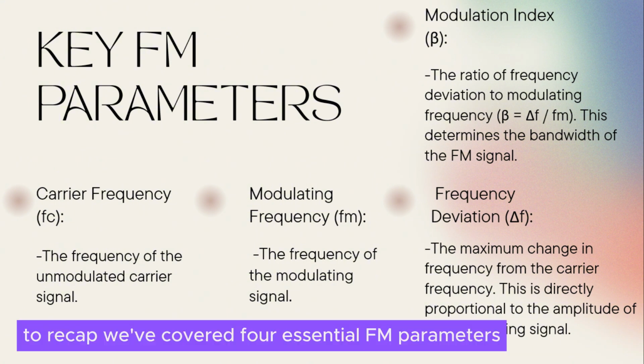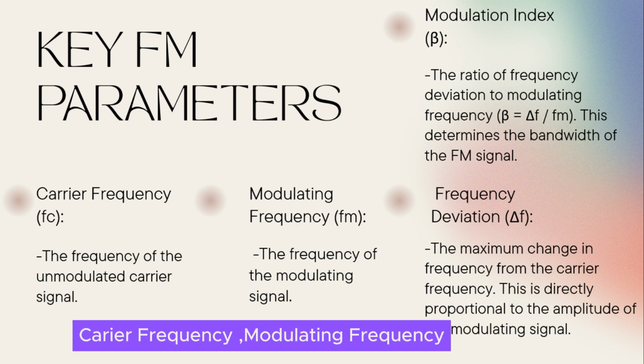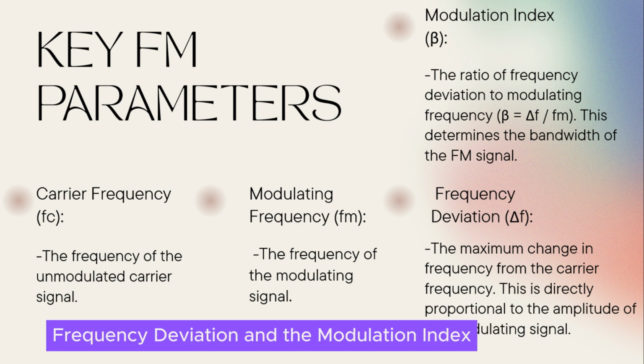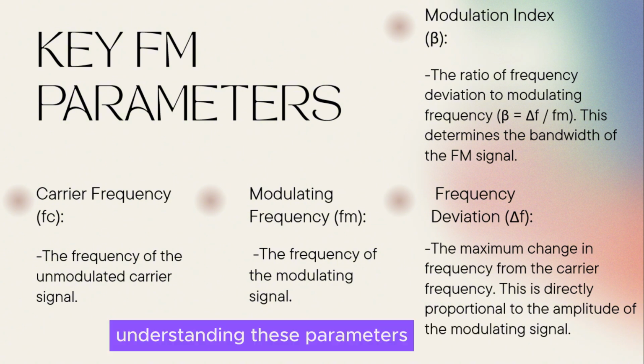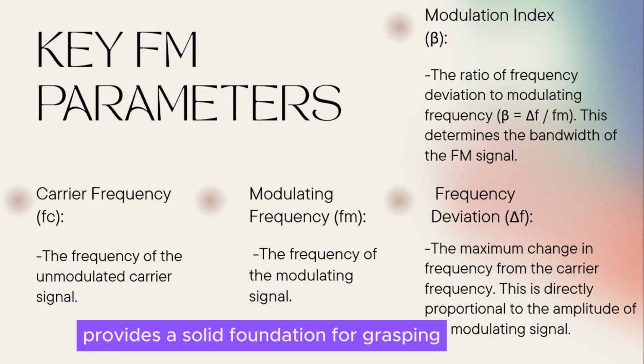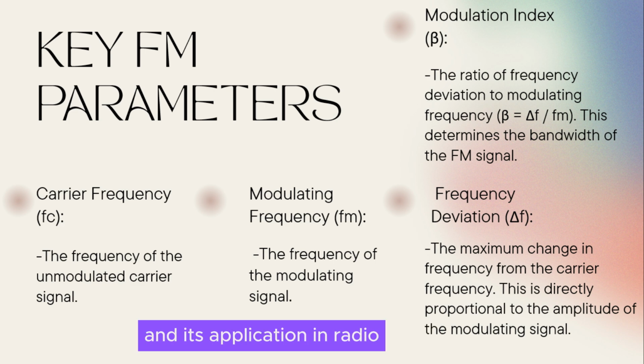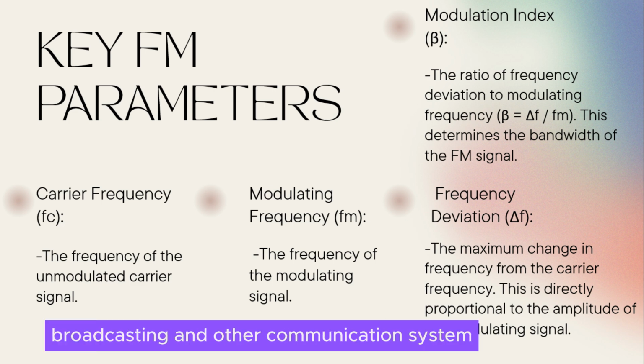To recap, we've covered four essential FM parameters: carrier frequency, modulating frequency, frequency deviation, and the modulation index. Understanding these parameters provides a solid foundation for grasping the principles of frequency modulation and its application in radio broadcasting and other communication systems.